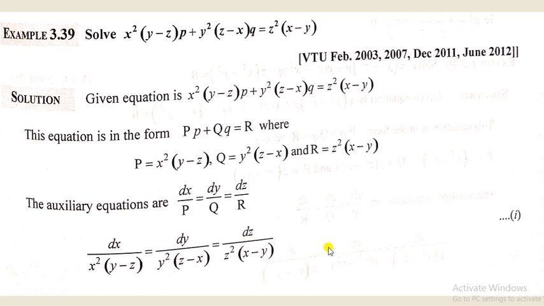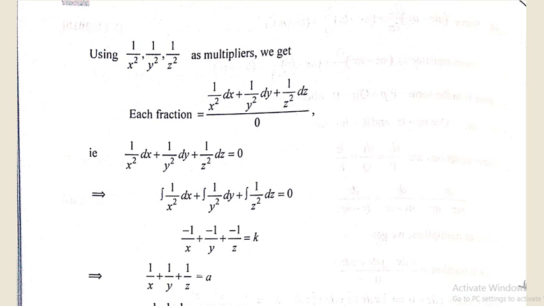So I'll show you this step. See here, we use the multipliers 1 by x square, 1 by y square, 1 by z square. We multiply the numerator and denominator also, and then we add the terms. So the denominator term is 0. So now the numerator 1 by x square dx plus 1 by y square dy plus 1 by z square dz is equal to 0. So now integrate.